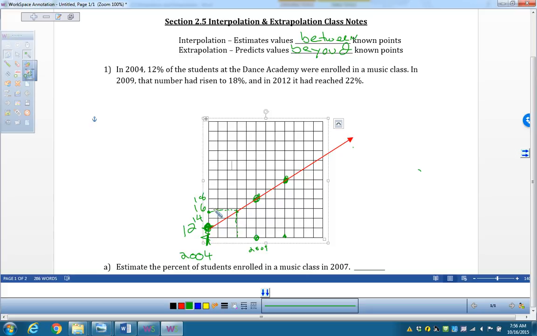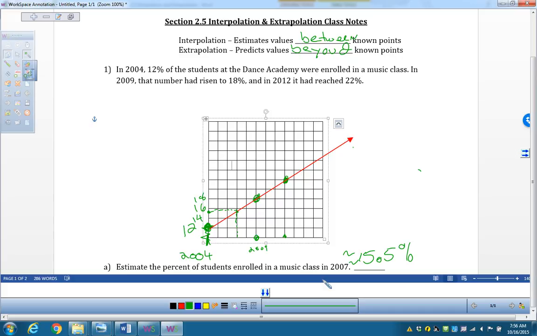You get that? So that's about 15.5%. It says an estimate, so you could do it like that. Questions? Easy enough? Would that be an example of interpolation or extrapolation? That's interpolation because it's in between two points that you're given.